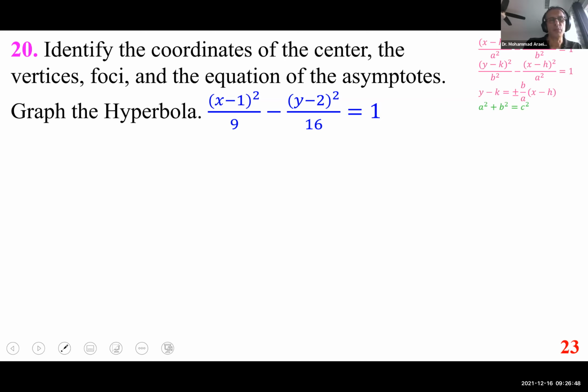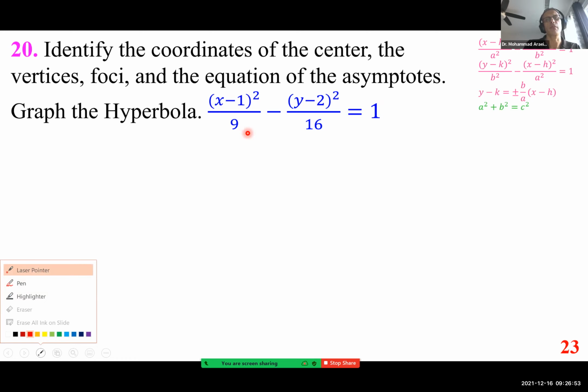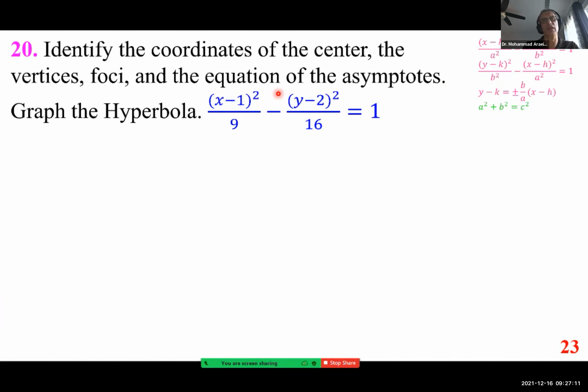Perfect. So we are looking at the hyperbola, which has a different center now. Okay. So comparison, we can see the center is located at 1, 2. A is the square root of 9, which is 3. B is the square root of 16, which is 4. Again, this is the standard form with a different center, centered not at the origin. So that's the first thing. Center, A equals 3, B equals 4.